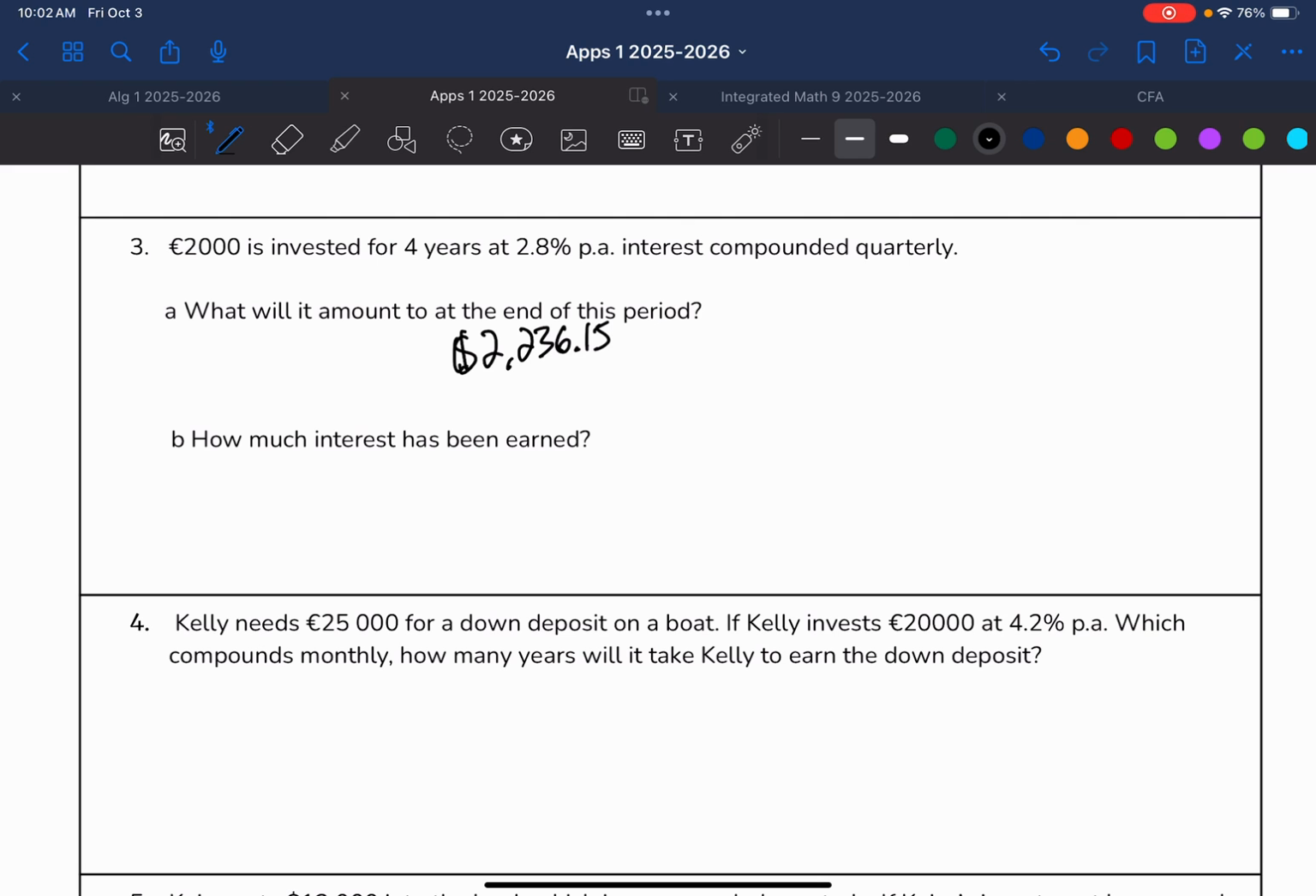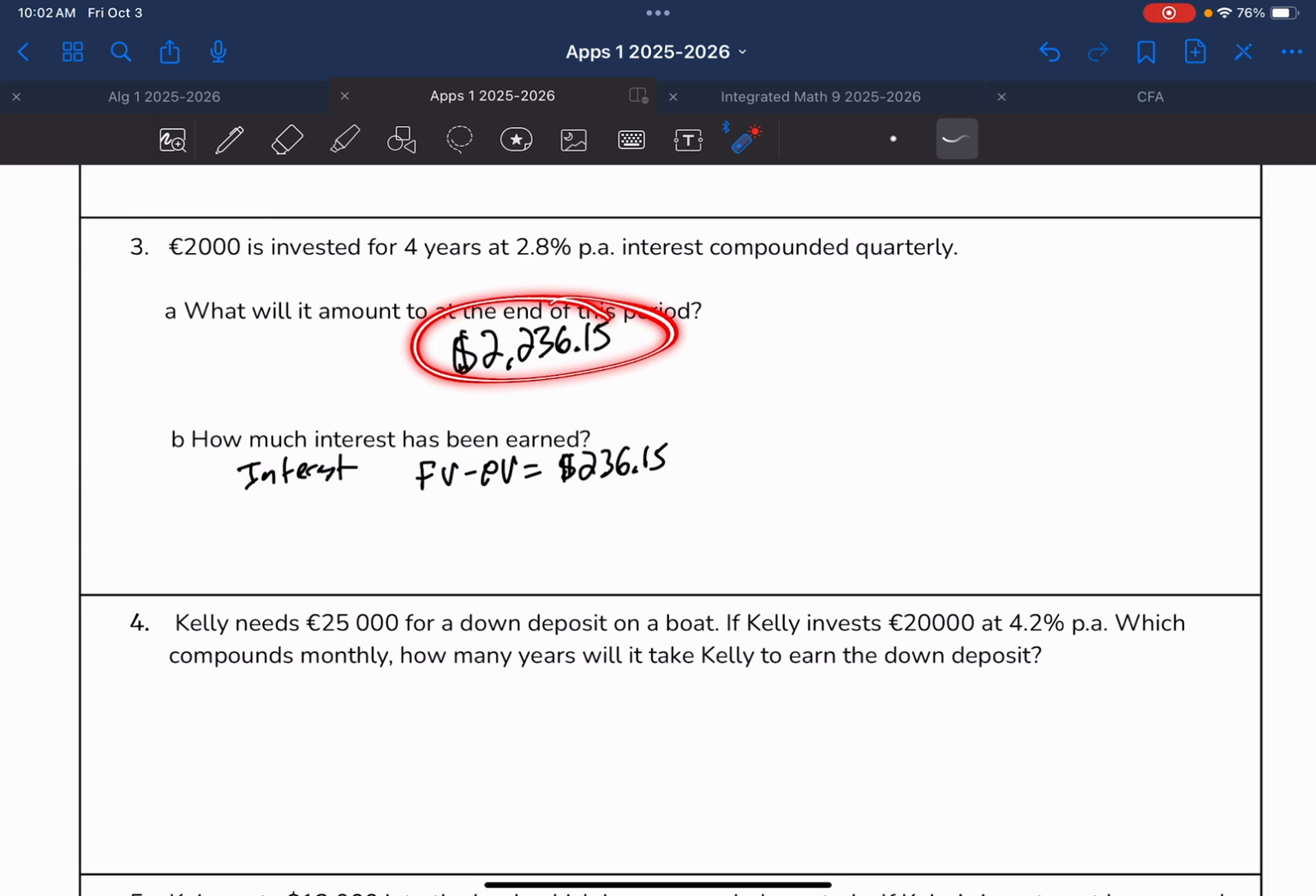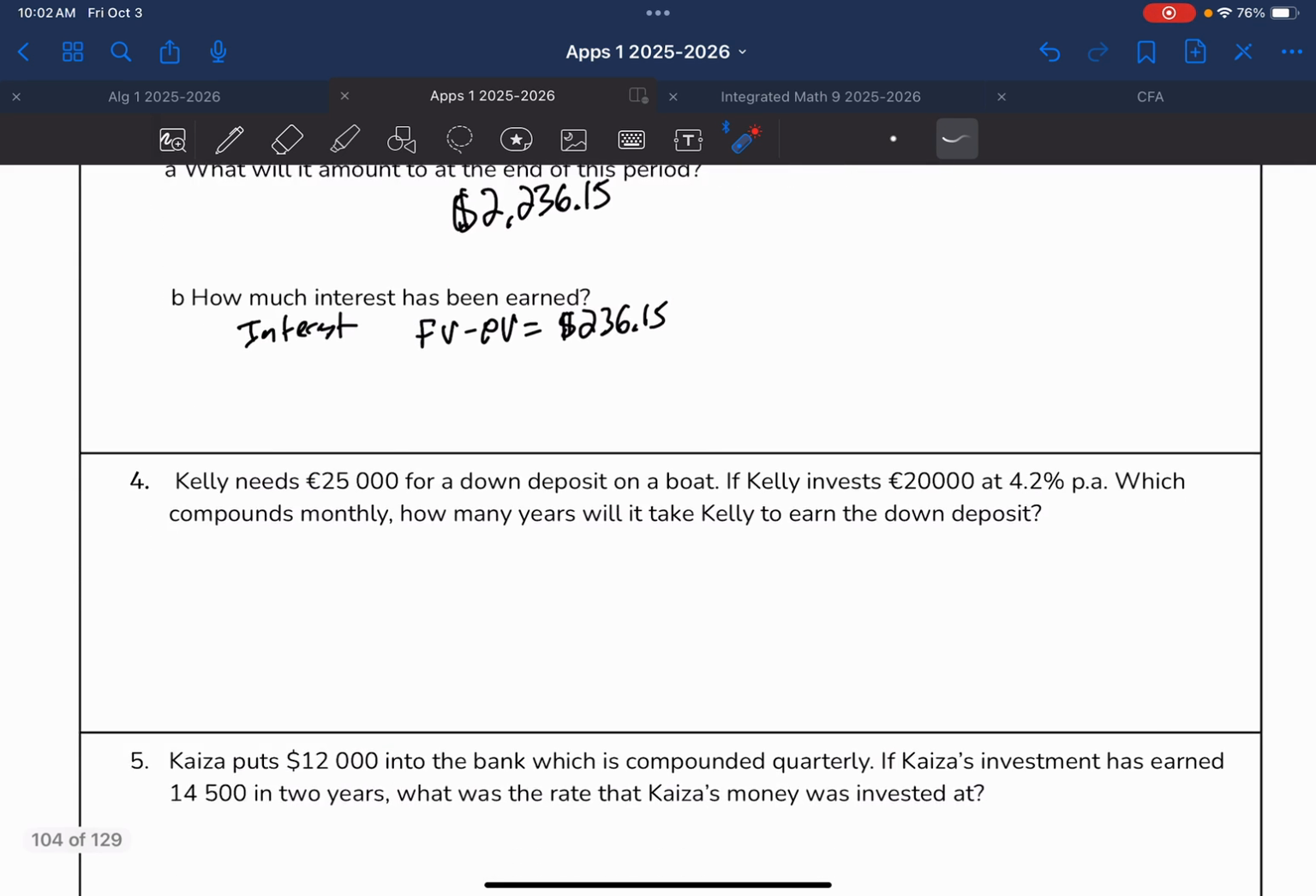2,236.15. So how much interest has been earned? Well, that's the future value, right? Interest we can find by doing the future value minus the present value. And that would be 236.15, right? We initially put in 2,000. It's now at this, so we've earned the difference in interest.